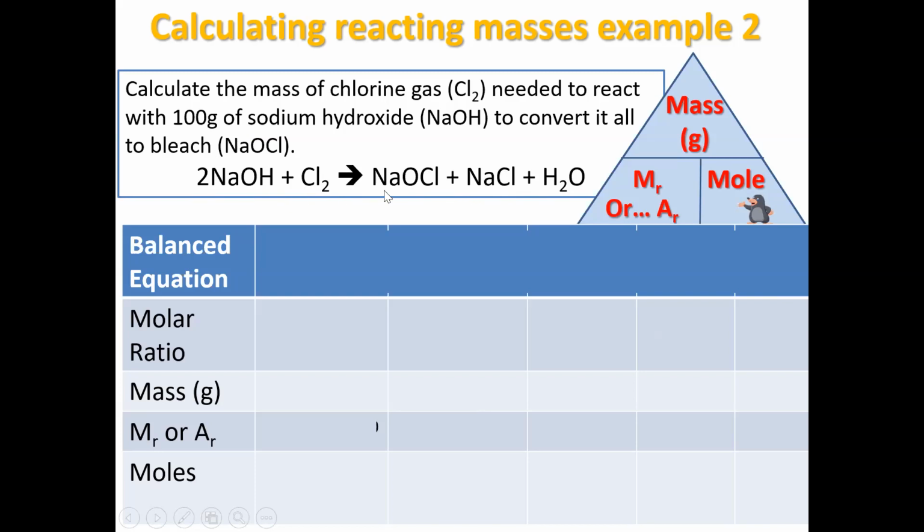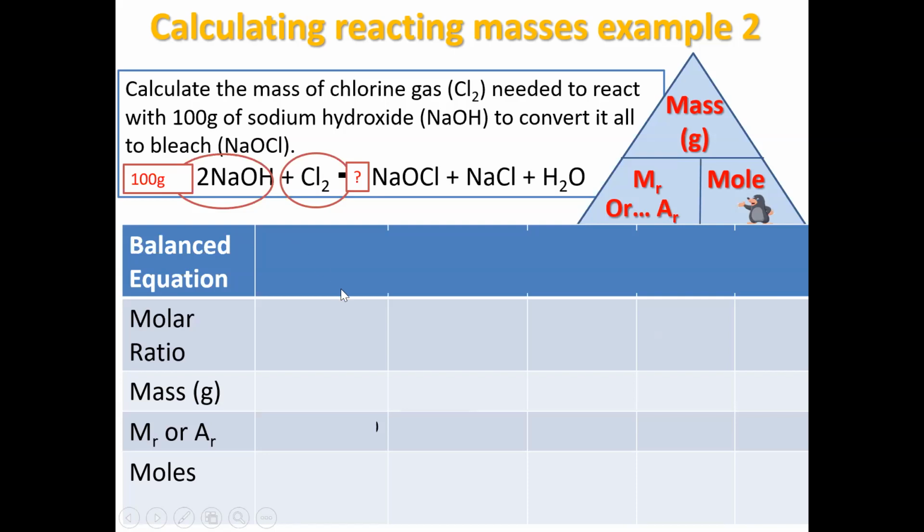So the first thing you would do is you would draw your table, and then you would look at what you're actually trying to find out. So it's asking you to calculate the mass of chlorine gas needed to react with 100 grams of sodium hydroxide. Now, even though I teach the subject and I've attempted hundreds of these sort of questions in the past, I still am in the habit of circling the different parts of my question to label what I'm actually trying to find out and the data that I'm given.